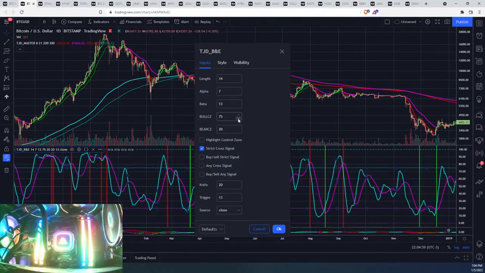So maybe we want to move it to like 75 or somewhere around there. Maybe we want to move it slightly lower. Again, it's just about how often you want to get these signals. The more you open up the criteria, the less accurate they will be.